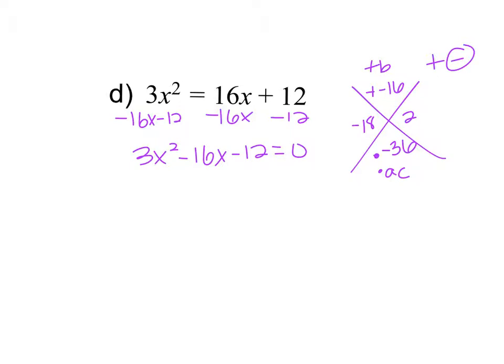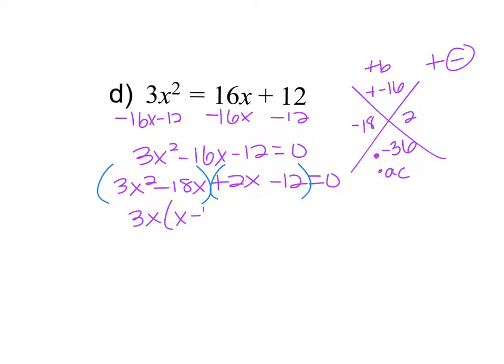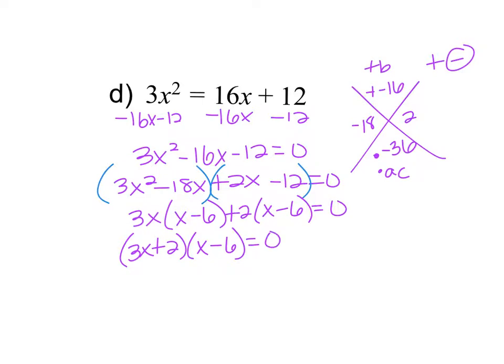So let's go ahead and factor by grouping. We have 3x squared minus 18x plus 2x minus 12 equals 0. Put your parentheses in. The first set of terms you can factor out looks like a 3x. That would give you x minus 6. The next set you can factor out just a 2, positive 2. So that would give you x minus 6. Good, our parentheses match, so we're almost done. We've got 3x plus 2 times x minus 6. Okay, all that equals 0.